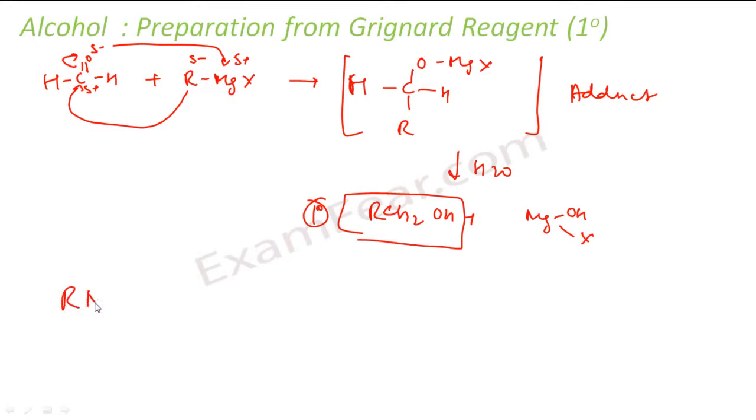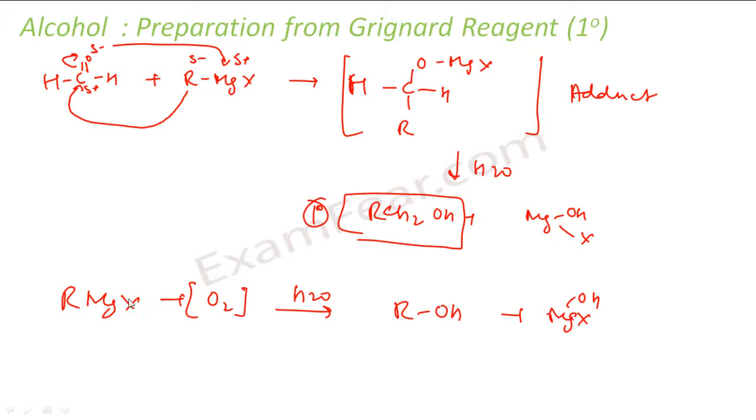Or directly, what you can do is take the RMgX Grignard reagent, use dry oxygen and then some water, and directly you will get ROH plus MgXOH. This is direct. So in both cases you get primary alcohol. You can use either method to get primary alcohol from Grignard reagent: either react with formaldehyde, or just react with dry oxygen in the presence of water.